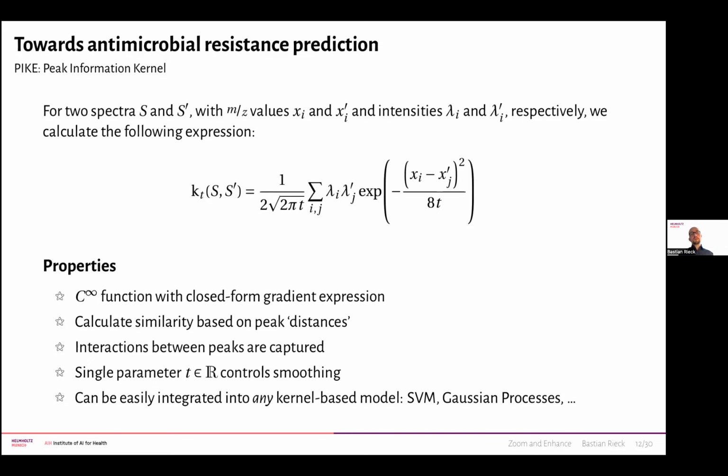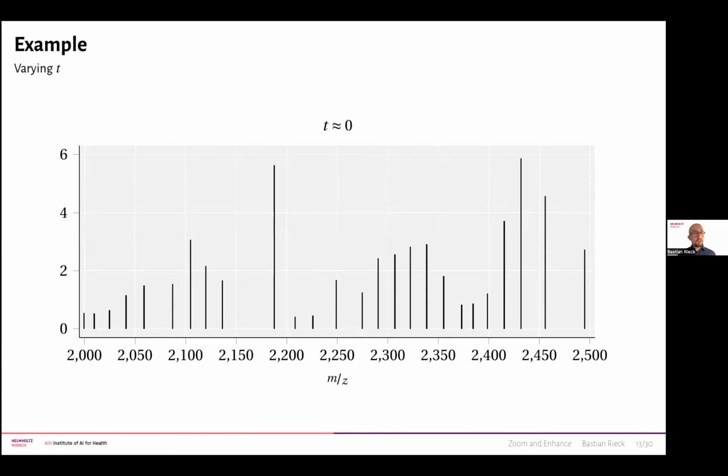And the nice thing about this expression is that we can now easily integrate this into any kernel-based model. So for instance, support vector machine or Gaussian processes or much more. And we actually made use of this in our project in order to obtain a data-driven parameter T that we can easily tune and that we can easily adjust and calculate for different data sets. And we'll see in a few minutes what that actually entails.